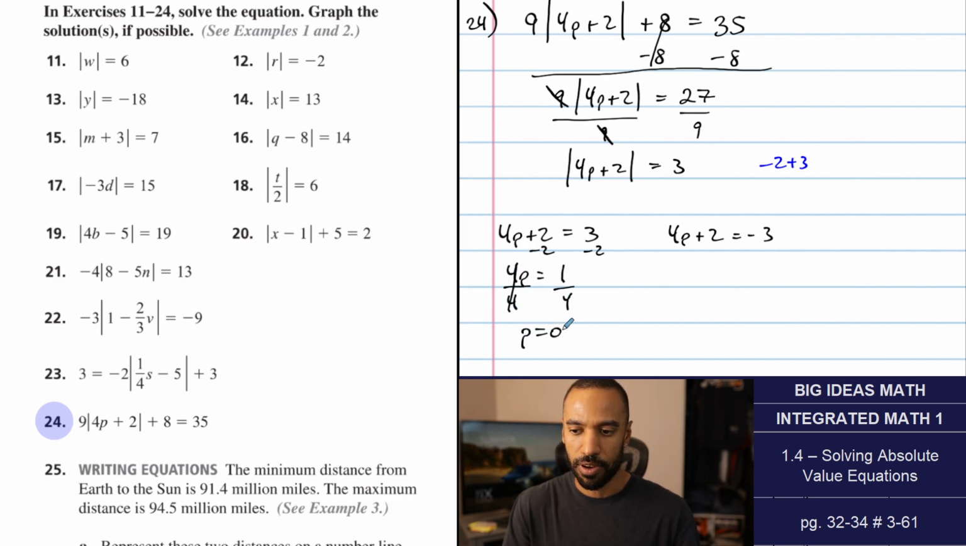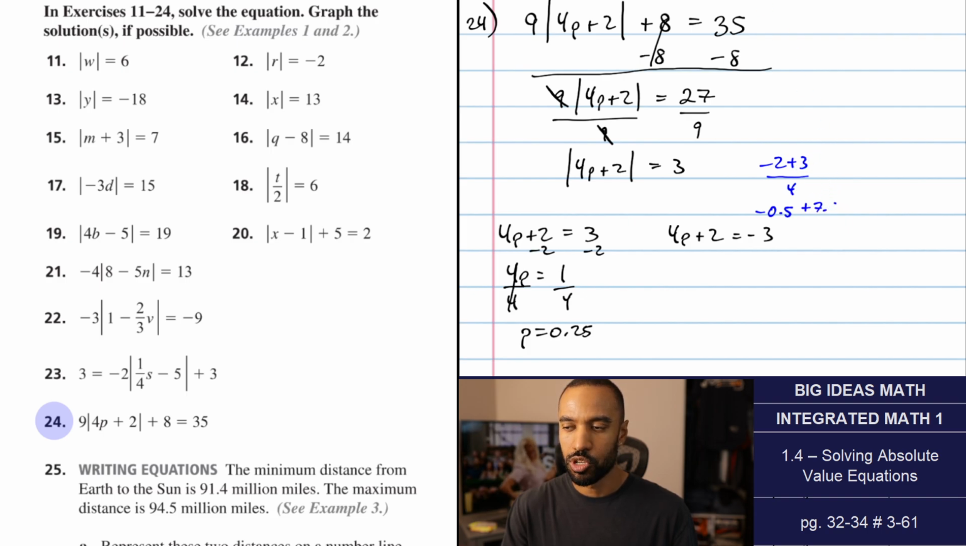You can also say 0.25. 1/4 or 0.25. But that means this divides by 4. Negative 2 divides by 4, and 3 divides by 4. What's negative 2 divided by 4? That's negative 0.5. Let's see where that number shows up later. What's 3 divided by 4? 0.75. From negative 0.5, we add 0.75.